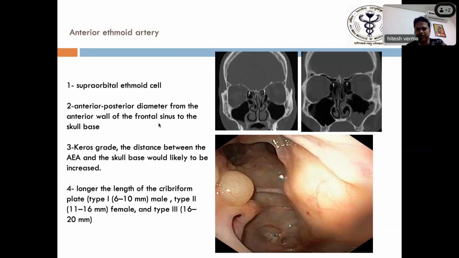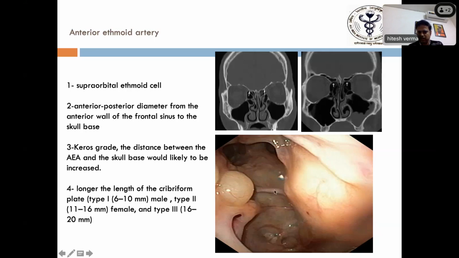If the Keros type 3 is there, then the anterior ethmoid artery can run within the nasal cavity when the length of the cribriform plate is long. So this is a surgical photograph. This one is an anterior ethmoid artery. This is a frontal sinus. So it runs along the posterior wall of the frontal sinus.